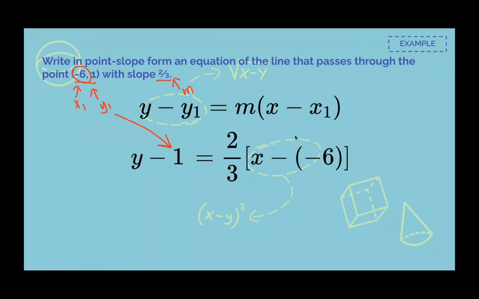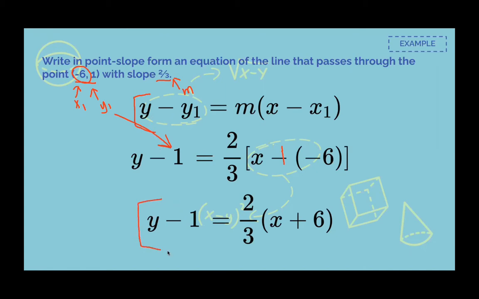Now, if you simplify this, you get y minus 1 equals 2/3 times x plus 6. Your minus and your negative will just turn into a plus, and you're left with this equation. Now, this is the point-slope format, so you don't have to isolate y or anything. Whenever you're asked to write your equation in point-slope form, it'll look like this, and you're done with this problem. Let's go ahead and move on.